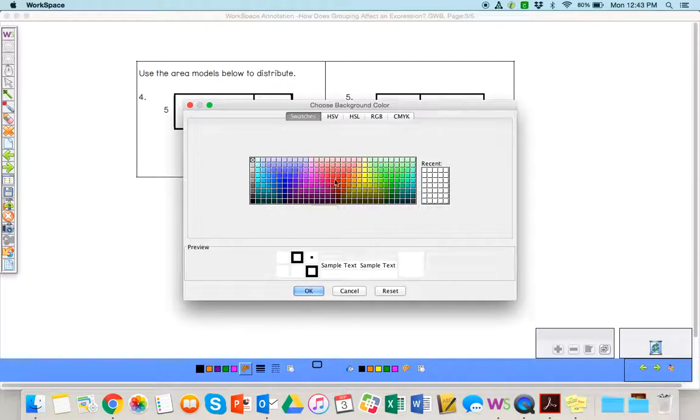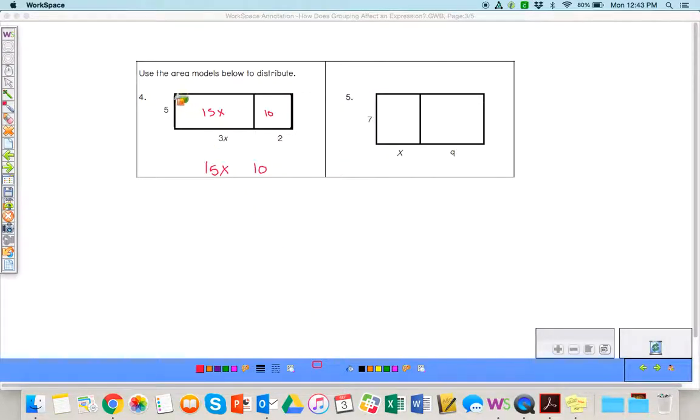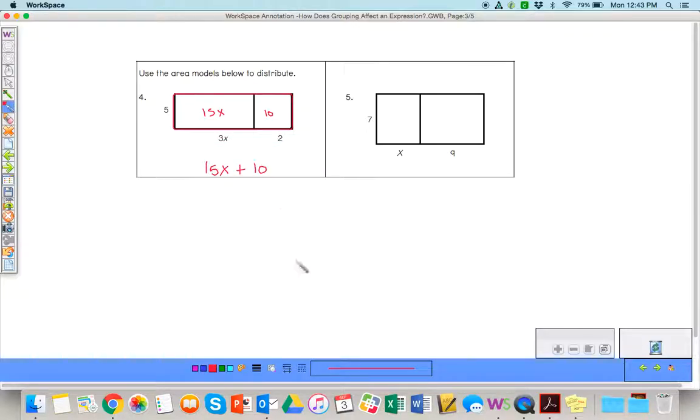It shows you the area of this whole thing. So we just add them together to get the whole thing. Same thing: 7 times x is 7x. 7 times 9 is 63. So the area of this little rectangle is 7x. The area of this rectangle is 63. But if I wanted the area of this big giant thing, it would be 7x plus 63.